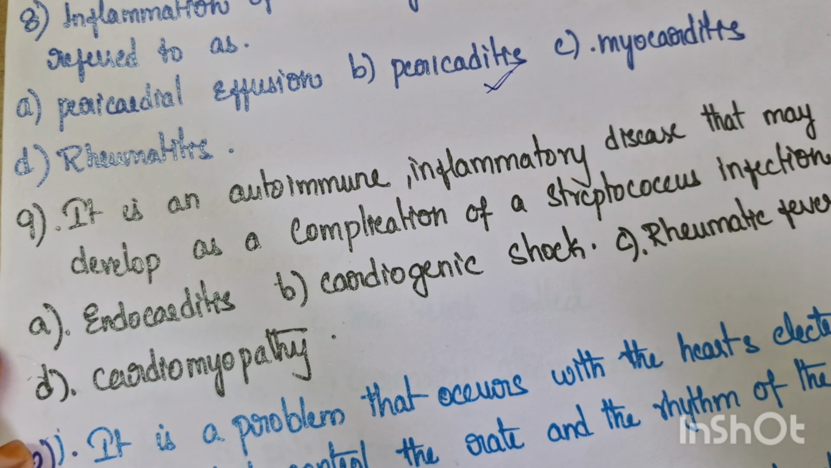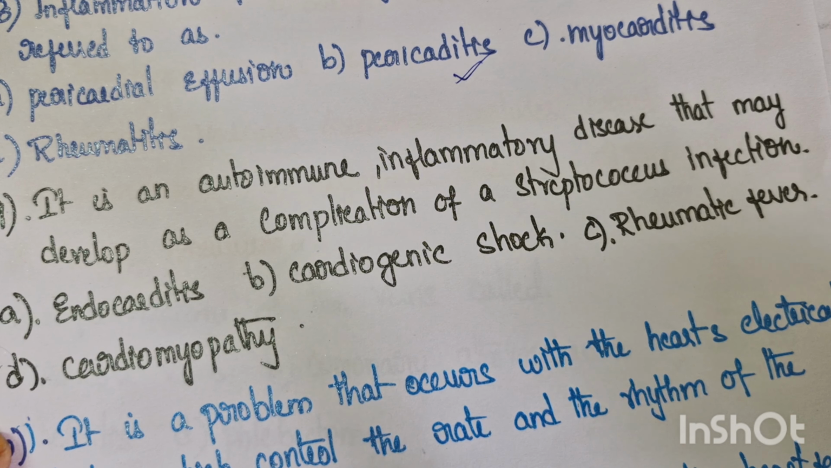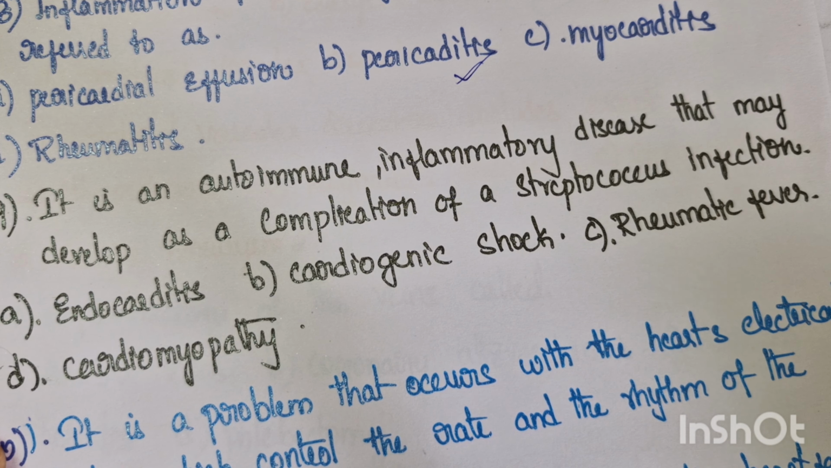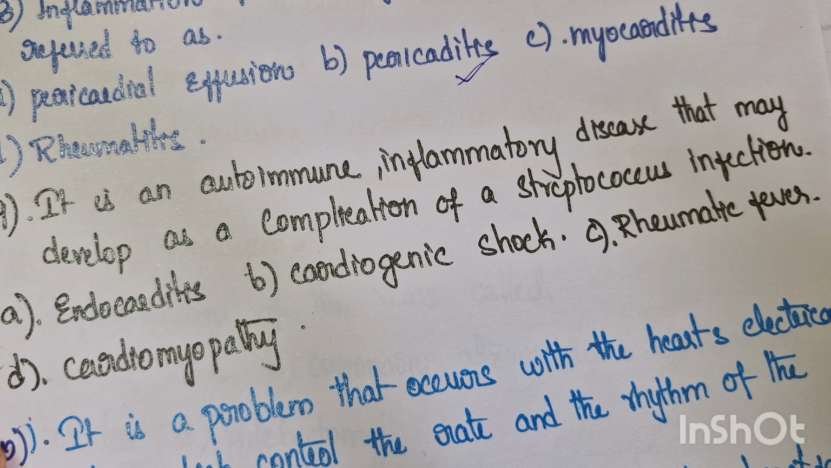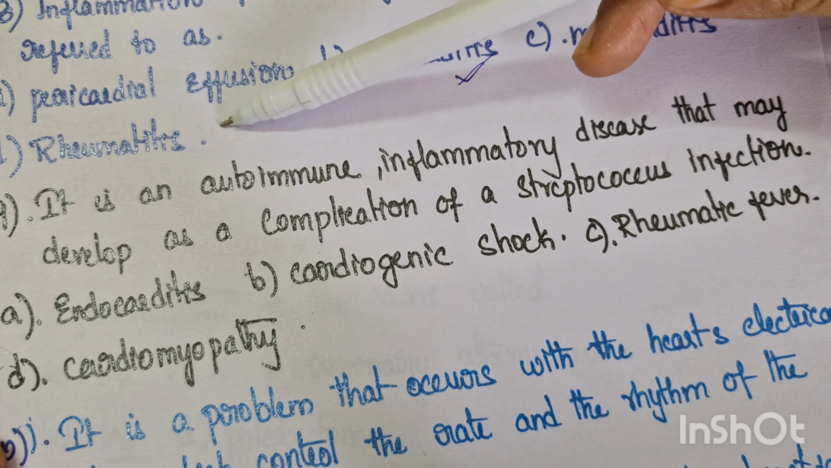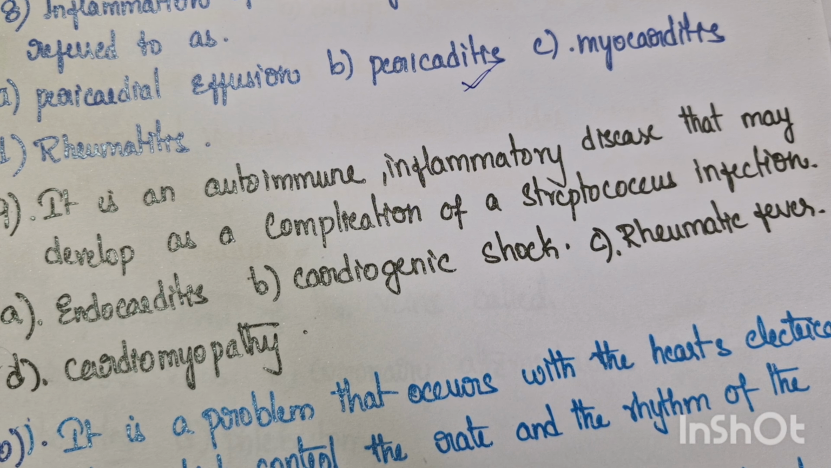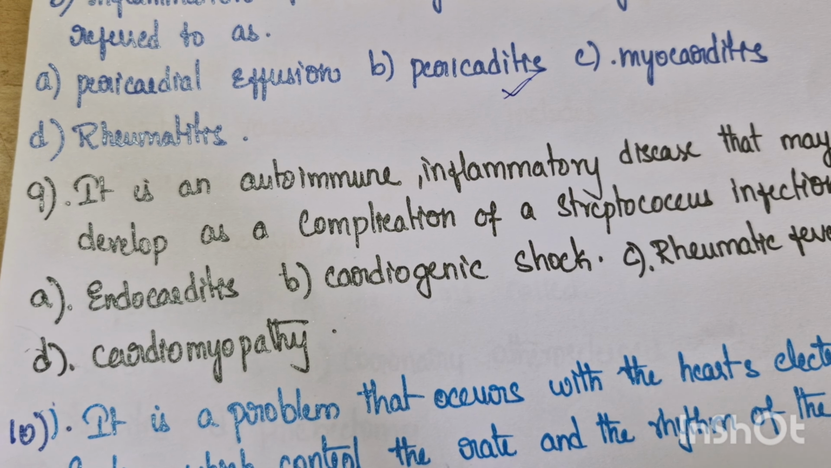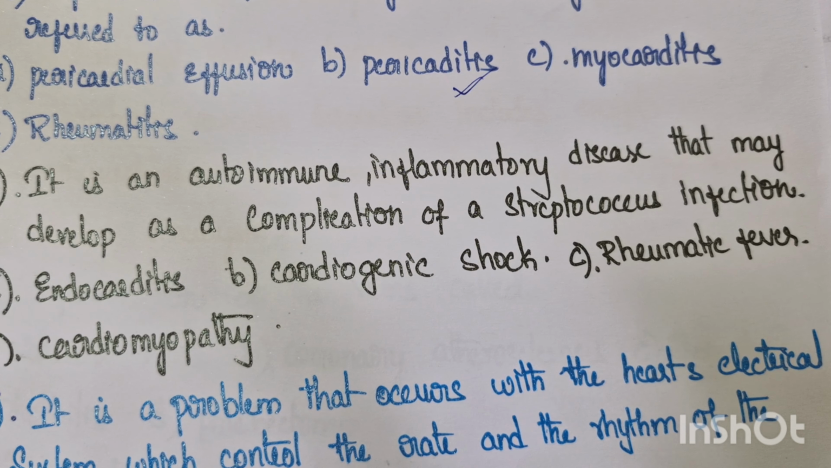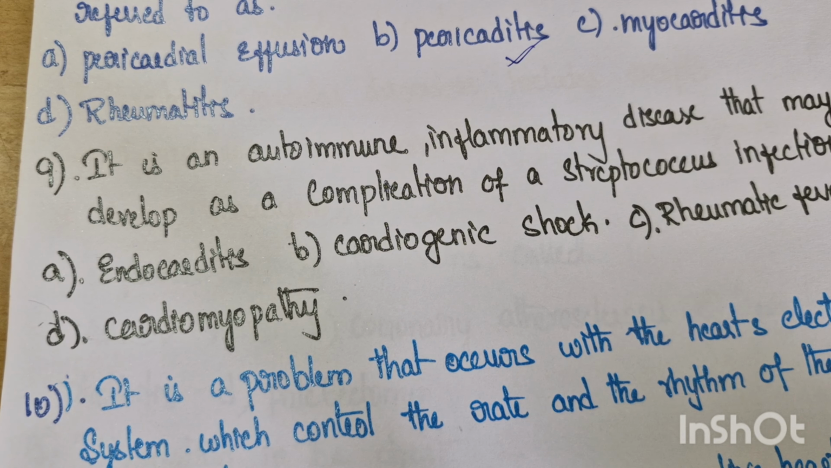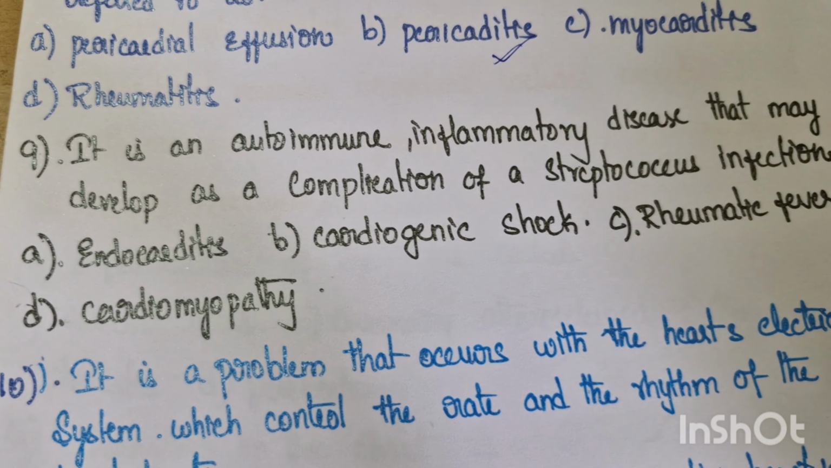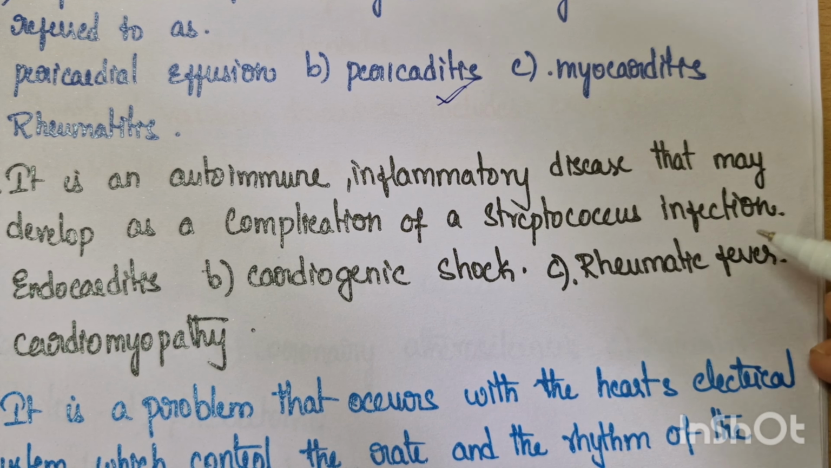The 9th one is: it is an autoimmune inflammatory disease that may develop as a complication of the streptococcus infection. We already read about it here, under rheumatitis. The next question is also related to that. It is an autoimmune inflammatory disease that may develop as a complication of streptococcus infection. So the answer is... they have given the options like endocarditis, cardiogenic shock, rheumatic fever and D cardiomyopathy. Can you guess the answer? I have already told you it is rheumatic fever.